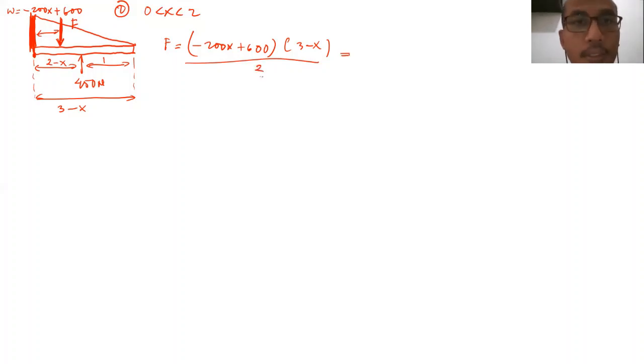So our F will be minus 300x, okay, plus 900, okay, plus 100x squared, okay, and minus 300x. Supposed to be like that.